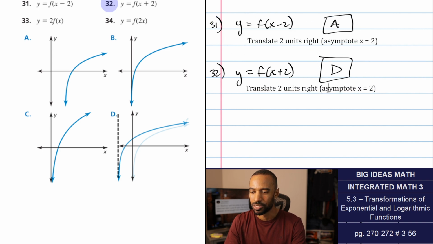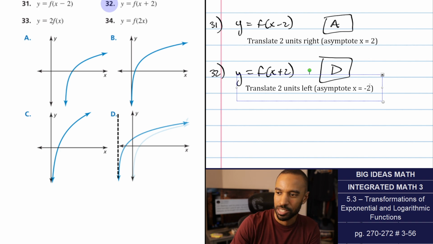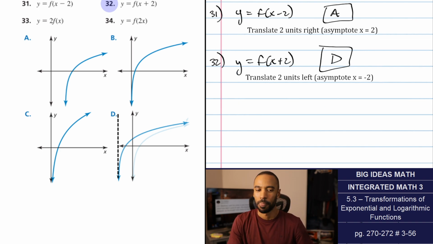I'm trying to do this. It's probably easier to type out. Translate 2 units left. So there's A, there's D, for 31 and 32.